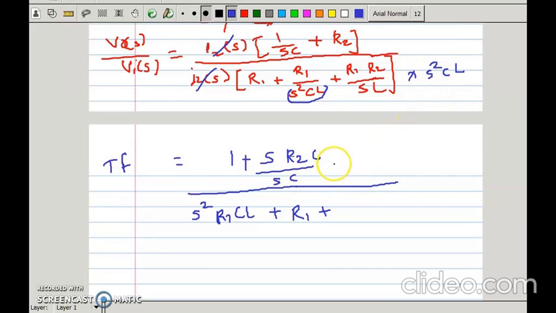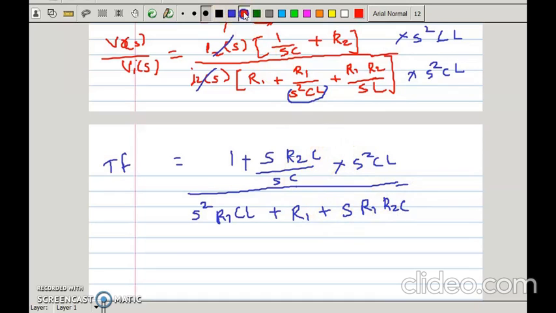Okay, so here S square CL, right, and here S square CL, right? So in the numerator and denominator we are going to multiply with S square CL. So S square CL in the numerator as it is, in the denominator it is going to cancel, and here S square CL, that means what is the remaining? 1 S is remaining here, right? LL get cancelled, so R1 R2 C is remaining here, right?